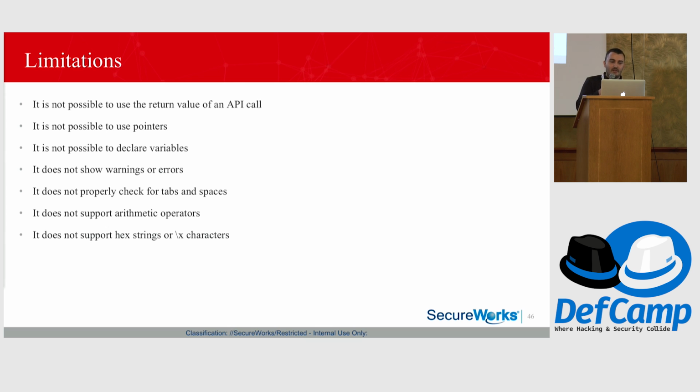Also, it is not possible to use pointers. For example, if you want to write some data or to call ReadFile to get some data from a file, you'll need to pass some pointers with some specific buffers. And also, it is not possible to declare variables. However, all of this will be fixed as soon as possible. I already know how they are going to be implemented, but it will take some time.